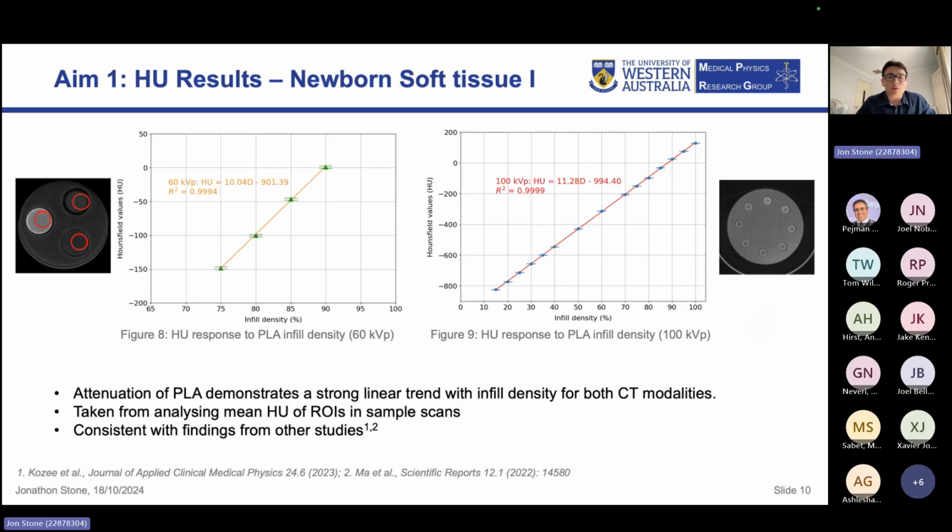So let's go straight into the results of our findings. HU results for newborn soft tissue. You can see here are the ROIs we generated. They're a bit offset actually here, but from these ROIs, we measured the average Hounsfield values across the different infill densities. For clinical CT, we can see that we've got a very strong correlation coefficient between the Hounsfield units and the infill density. Same thing with the micro CT, except we have fewer data points. The attenuation of PLA demonstrates a strong linear trend in both CT modalities. And this was consistent with findings from other studies like Cosy and Mar.